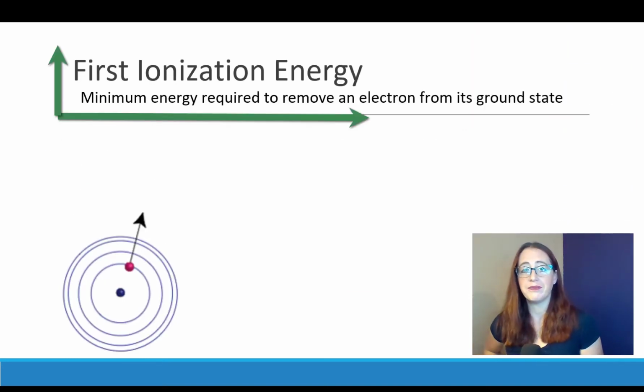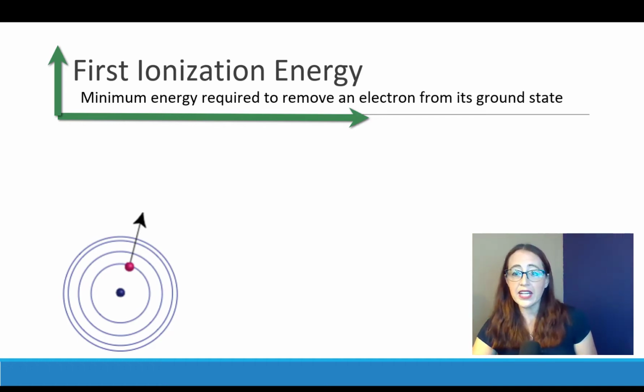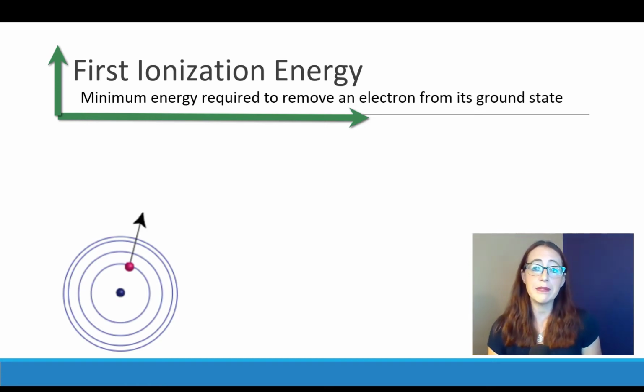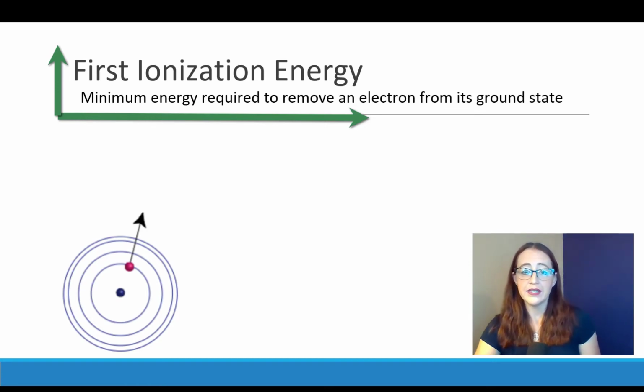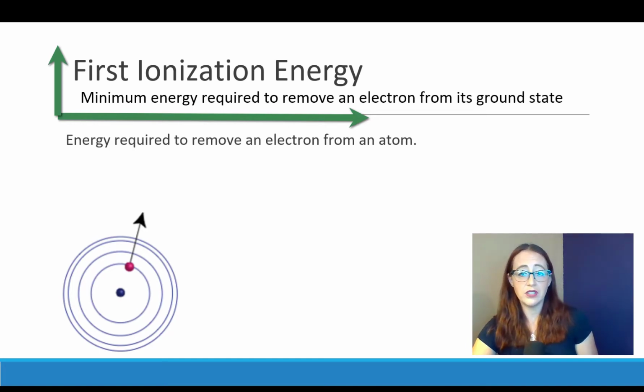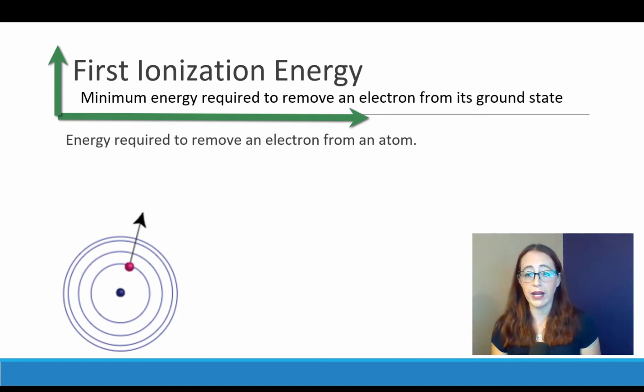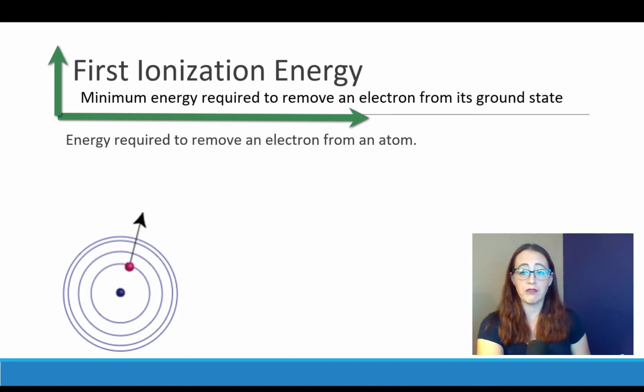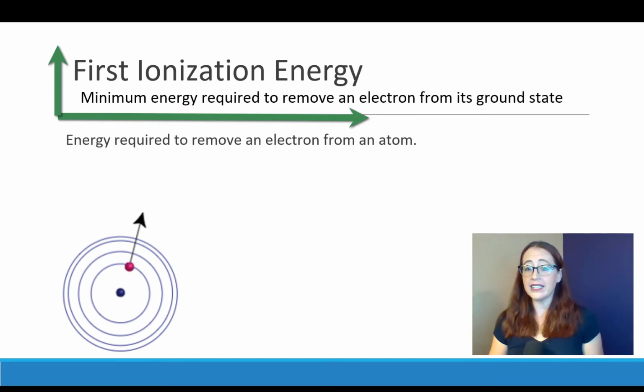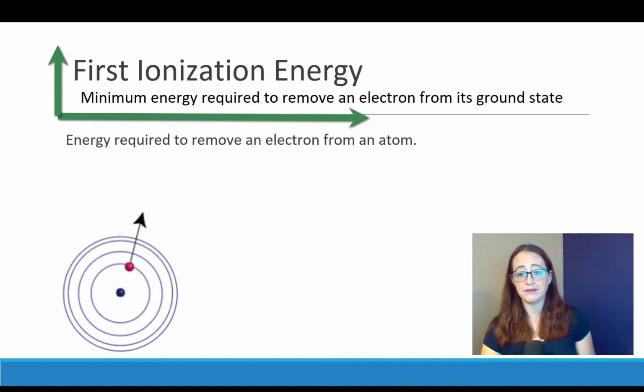Let's move on to our next trend, ionization energy. Ionization energy is the energy required to remove an electron from its ground state configuration. The tighter the electron is held due to effective nuclear charge, the harder it's going to be to remove it, and therefore the more energy that will be required. So as we look from left to right on the periodic table, our effective nuclear charge is increasing. This holds the electrons tighter to the nuclei, and therefore the ionization energy increases because it's going to take more energy to remove that electron.